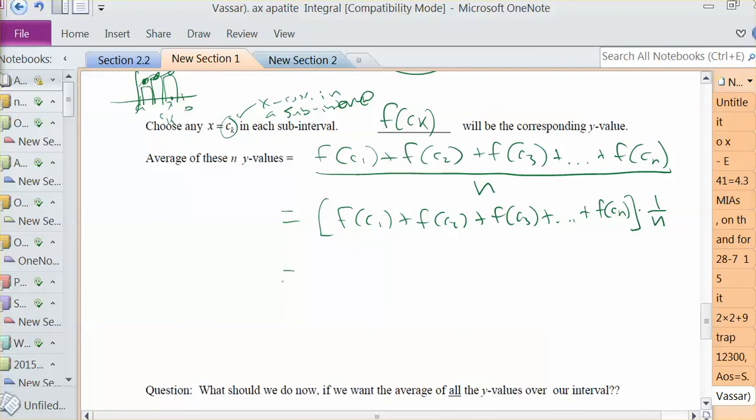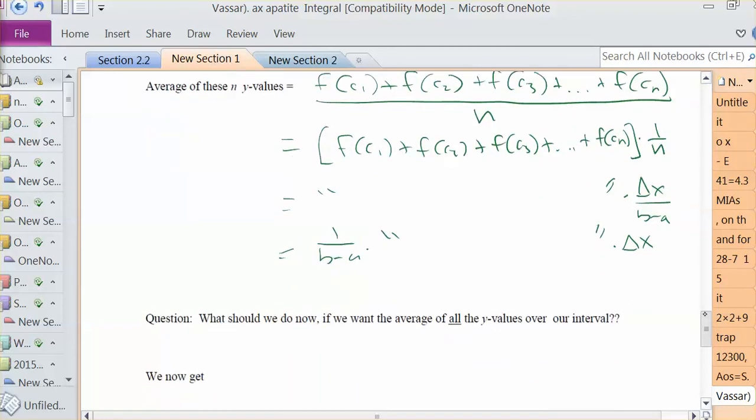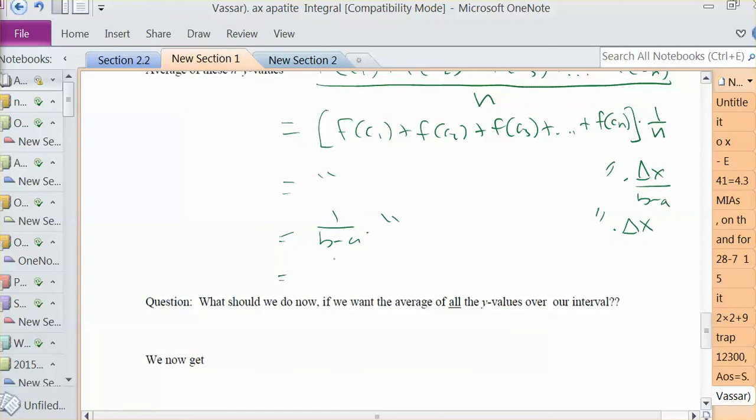And we know 1 over n, okay, I'm getting lazy, just going to repeat that. 1 over n is delta x over b minus a. And I can move that over here. I don't want to write that whole bracket stuff. We see that we're really just getting a Riemann sum, which we talked about in section 5.2.